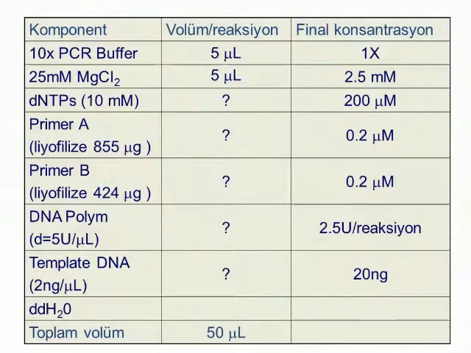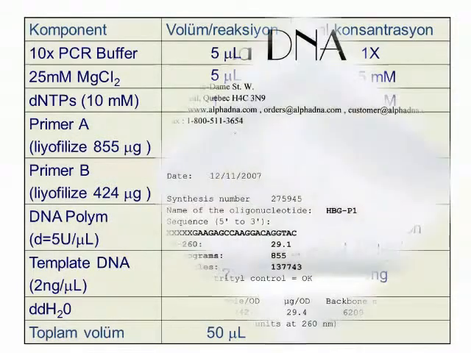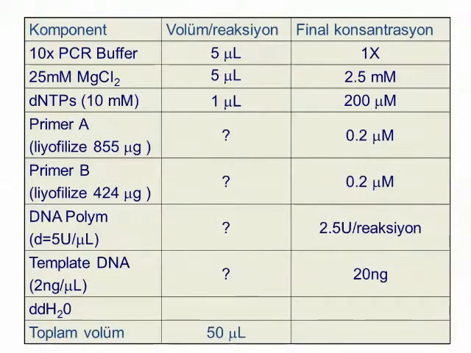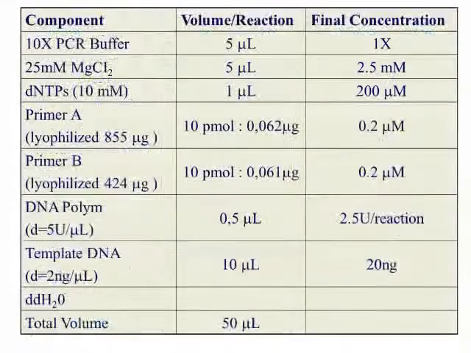So let's go back. Again, primer B is the same as primer A. We use the molarity formula. We know the final molarity. We know the final volume. We find out how many moles of primer B we want to put in the solution. Then again, using its molecular weight, we find how many grams, milligrams we need. In this case, it is 0.061 microgram.